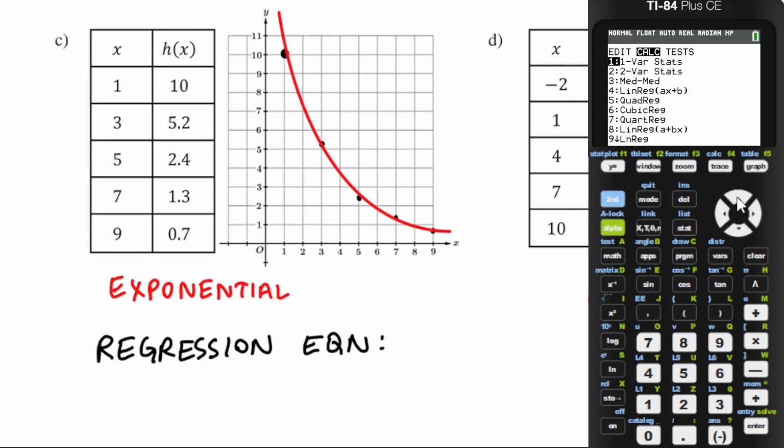And you could scroll down or you could scroll up to see exponential regression. That's going to be option 0 for me. If I wanted to store the regression equation in y1 because I knew I was going to need to use it again, I could, but I'm not going to.